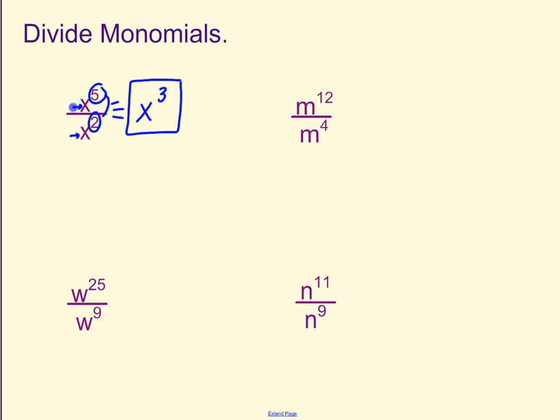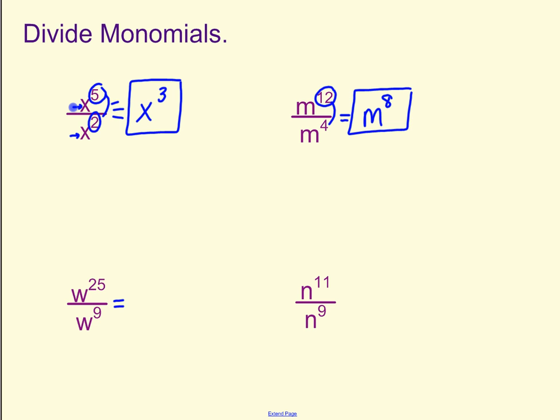Alright, here's another example. We are dividing the same base of m. We have an m divided by an m. So our property tells us to keep the same base of m. And then you take the 12 and subtract the 4. 12 minus 4 is 8. So we have m to the 8th. See how fast these are?